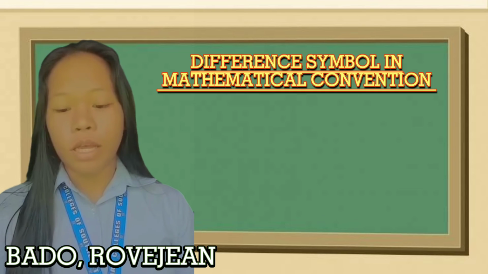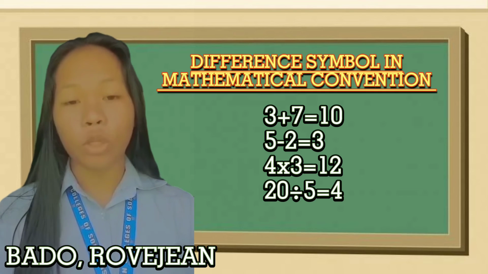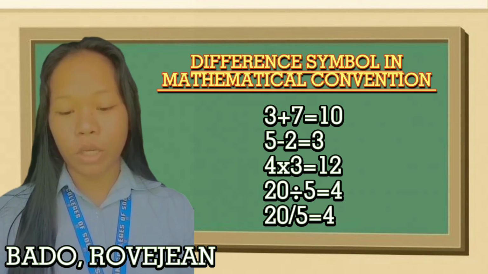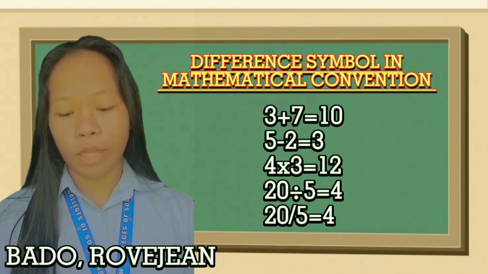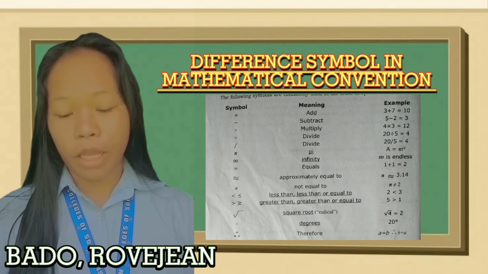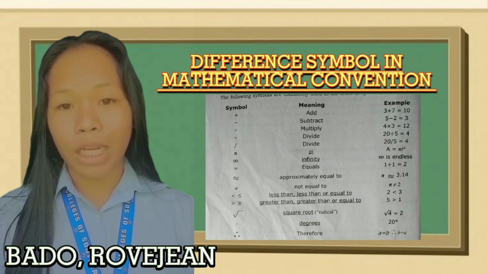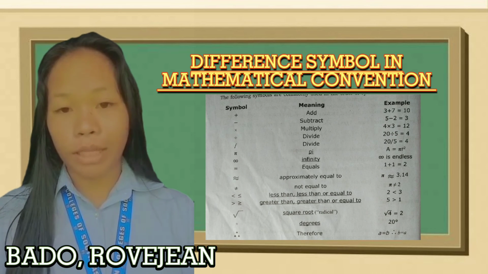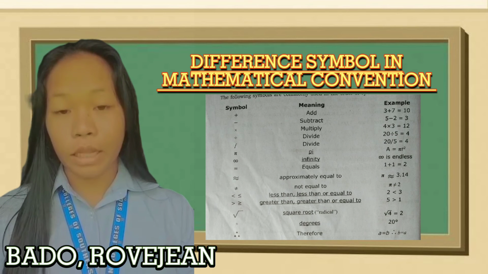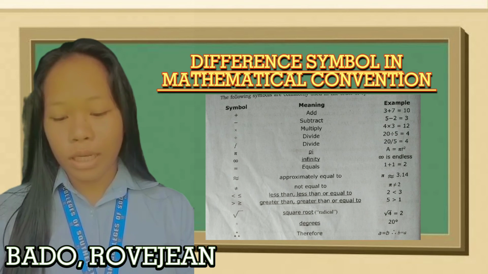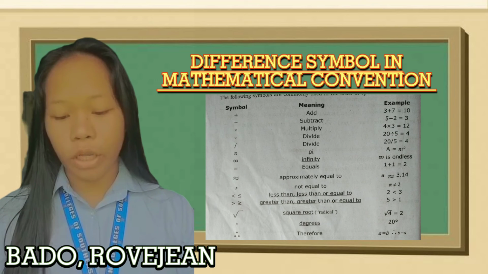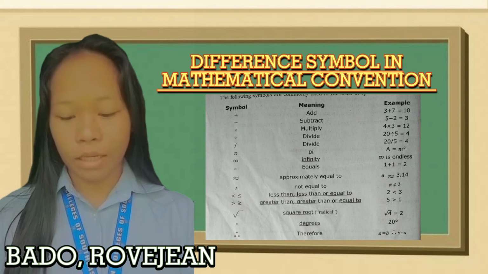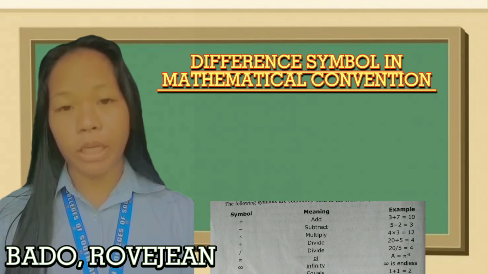Here are the examples. 3 plus 7 equals 10. 5 minus 2 equals 3. 4 times 3 equals 12. 20 divided by 5 equals 4. A equals pi r squared. Infinity is endless. 1 plus 1 equals 2. Pi equals 3.14. Pi is not equal to 2. 2 is less than 3. 5 is greater than 1. Square root of 4 equals 2. 20 degrees. A equals B, therefore B equals A. That's all, and thank you.